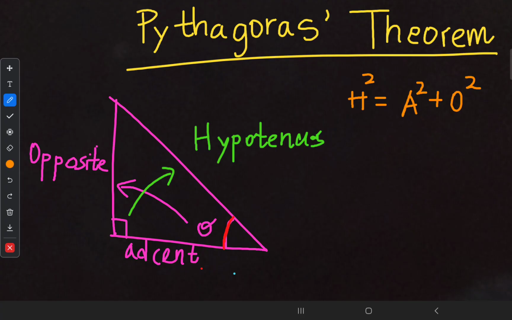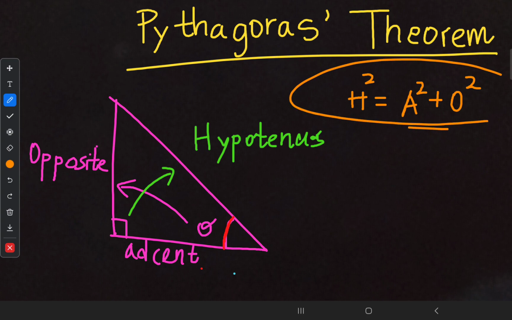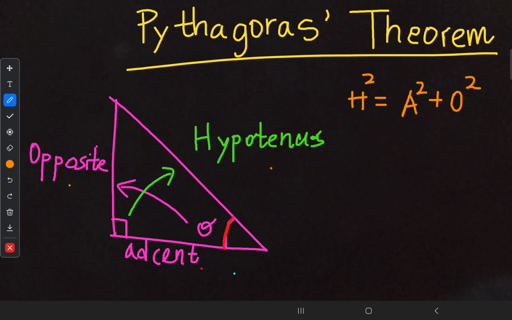If we know any two of these sides, for example the adjacent side and the opposite side in a right angle triangle, we can use this theorem to find the hypotenuse length. If we know the hypotenuse and the opposite side, we can substitute the values in this formula to find the adjacent side's length. Similarly, if we know the adjacent side and the hypotenuse, we can substitute them in this formula to find the opposite side length.